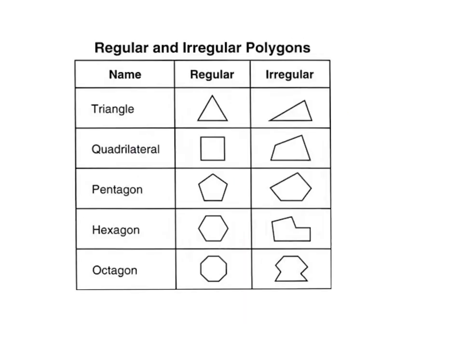So here's another way that we can classify polygons. We can classify them as regular or irregular. So again, just like before, if you want to pause the video and come up with your own explanation for how we define regular versus irregular, this would be a good time to do that.